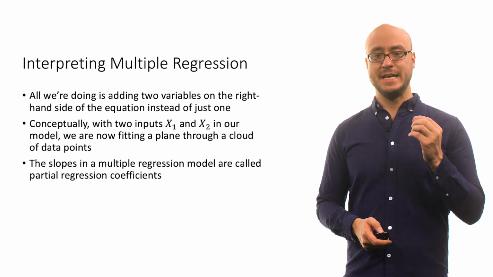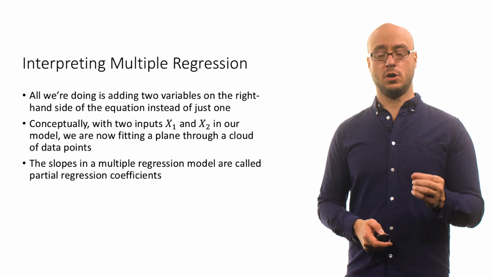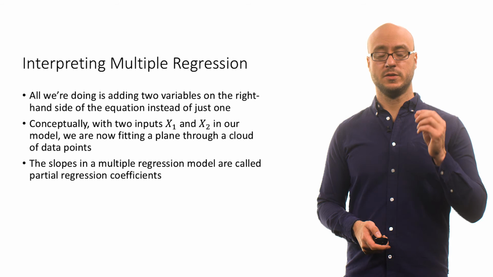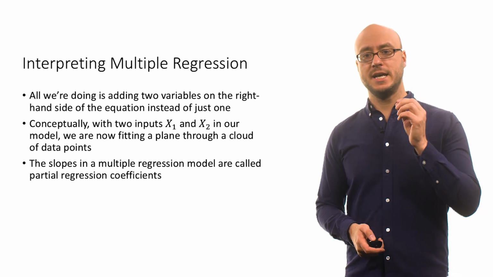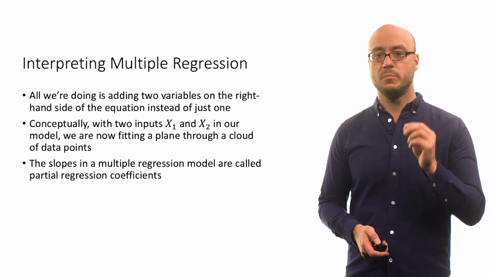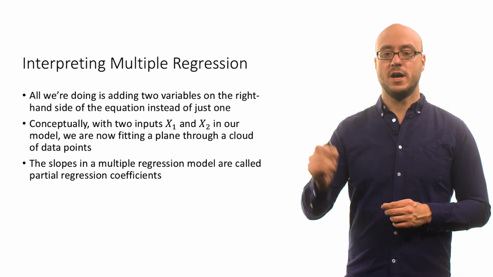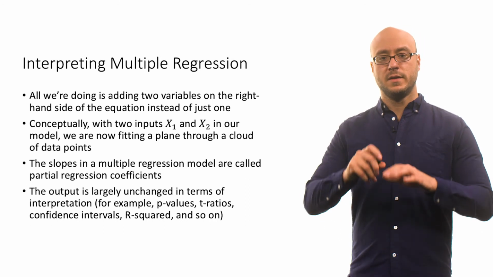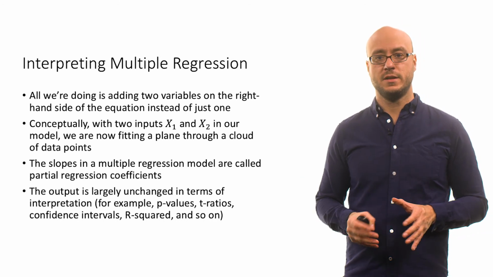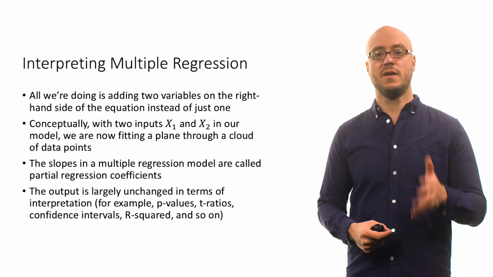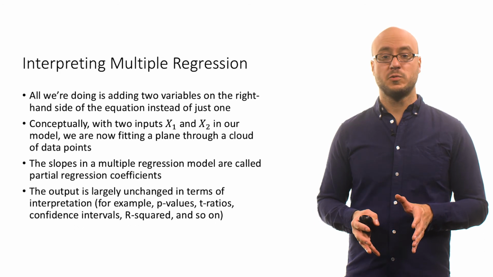The slopes in multiple regression are called partial regression coefficients. With simple linear regression, the slope is a regression coefficient, but in multiple regression models, we typically call them partial regression coefficients because we are controlling for the other variables in the model. The output is largely unchanged in terms of the substantive interpretation, in terms of p-values, t-ratios, confidence intervals, r-squared, and the root mean squared error. It's largely unchanged. However, the slopes have a slightly different interpretation.